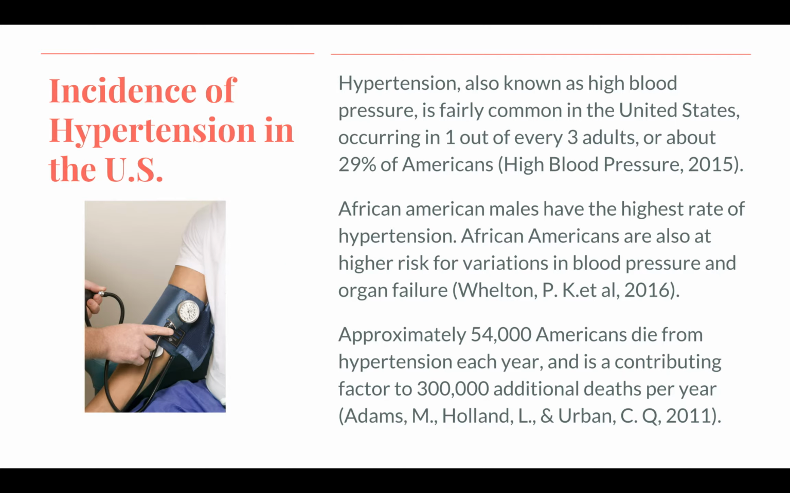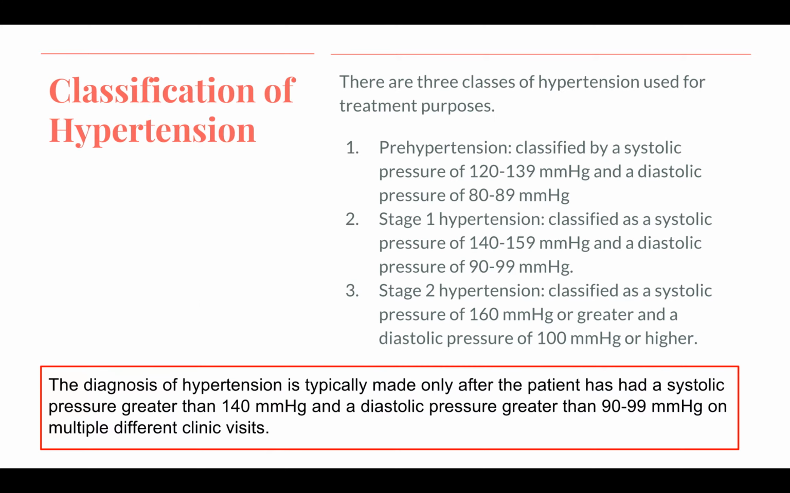Hypertension is a fairly common disease in the United States, occurring in 1 out of every 3 adults, or about 29% of Americans. African American males have the highest rate of hypertension. African Americans are also at a higher risk for variations in their blood pressure, as well as organ failure. Approximately 54,000 Americans die each year from hypertension, and it's a contributing factor to an additional 300,000 deaths per year.